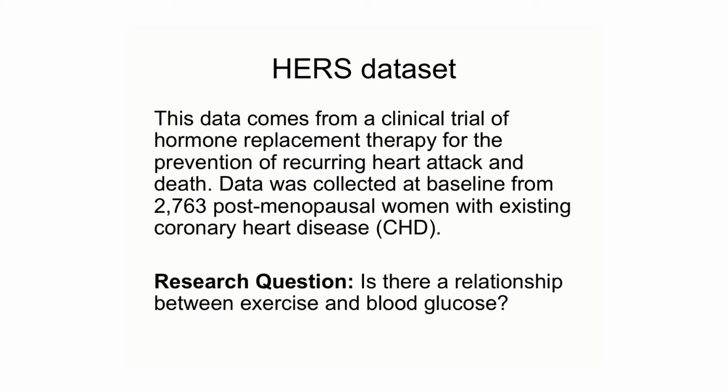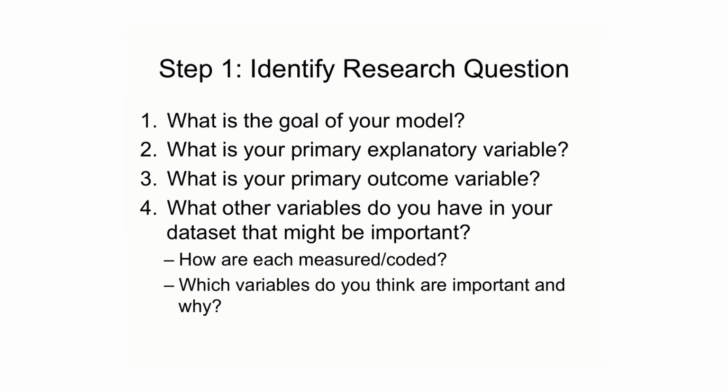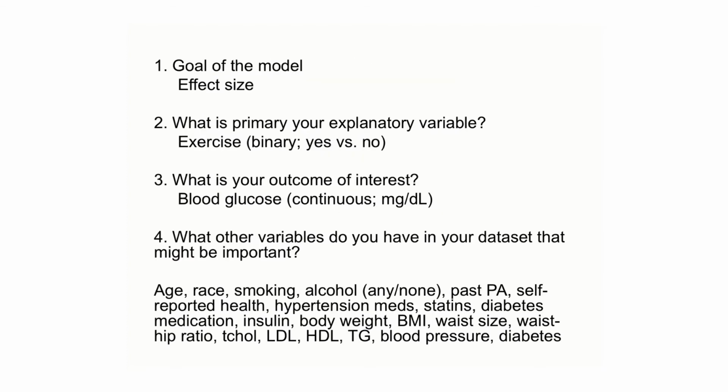Okay, so let's turn to an example using the HERS dataset. This data comes from a clinical trial of hormone replacement therapy for the prevention of recurring heart attack and death. Data was collected at baseline from 2,763 postmenopausal women with existing CHD. Our research question is, is there a relationship between exercise and blood glucose? So step 1 is to identify your research question. And this includes the model goal, primary X, primary Y, and other variables that might be important. How are each of your variables measured or coded, and which do you think are important and why?